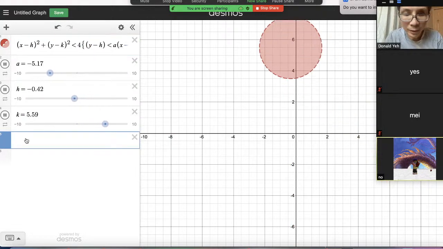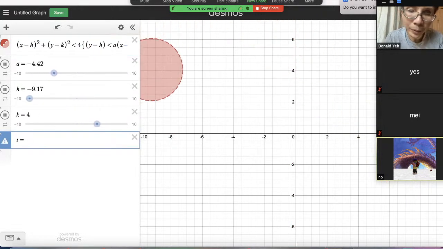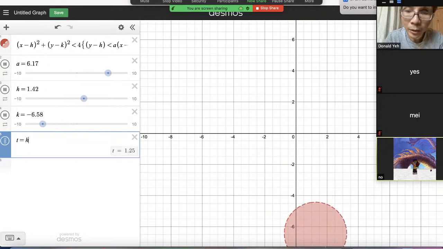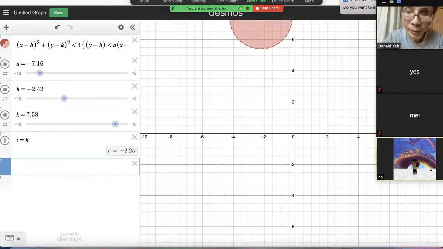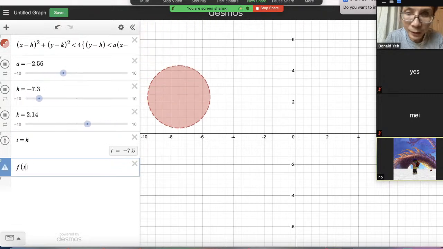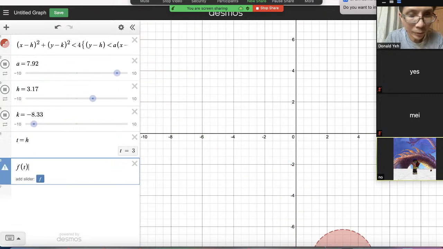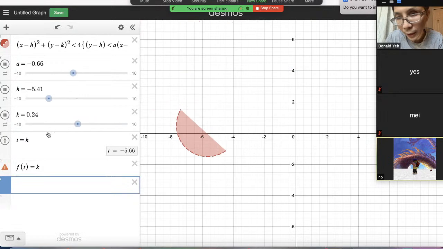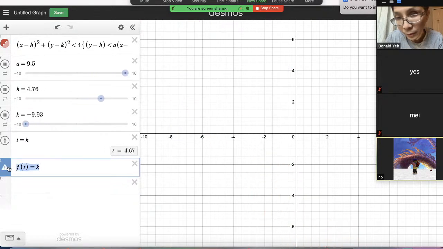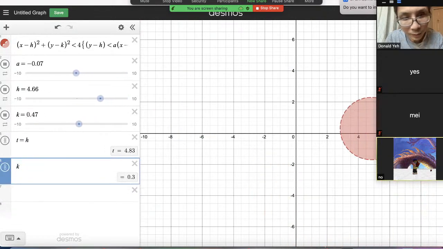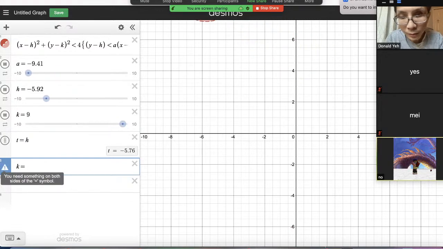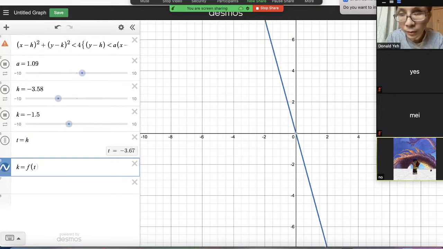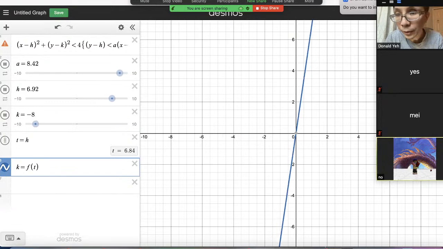Okay, so anyway, we're going to set t equal to h, and f of t is equal to k. f of t equal to k. That didn't work. Now k equal to f of t. I don't know why that works.